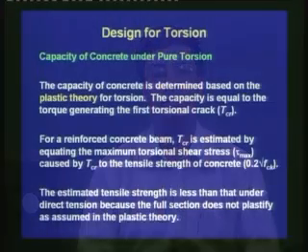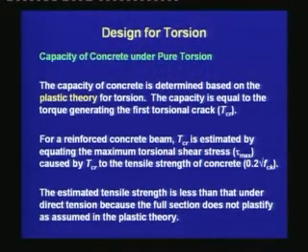Next, we are developing the equation for the capacity of concrete under pure torsion, which will be represented as Tc. The capacity of concrete is determined based on the plastic theory for torsion. The capacity is equal to the torque generating the first torsional crack, which is represented as Tcr. For a reinforced concrete beam, Tcr is estimated by equating the maximum torsional shear stress, tau max, caused by Tcr to the tensile strength of concrete, which is estimated as 0.2 root over fck. The estimated tensile strength is less than that under direct tension because the full section does not plastify as assumed in the plastic theory.